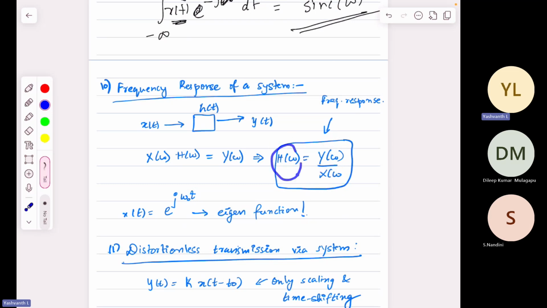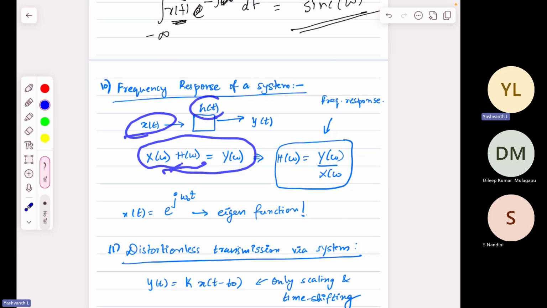Now, this H of omega is what is called the frequency response of an LTI system. Why LTI? Because this product came about only because in the time domain you had convolution. Convolution will only characterize the output of an LTI system, not of any system.